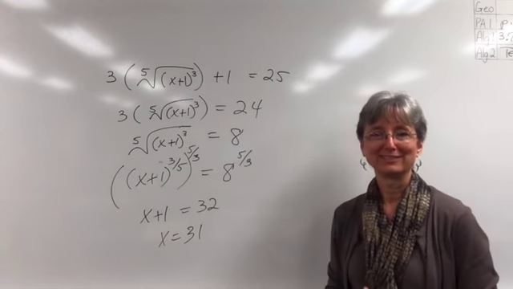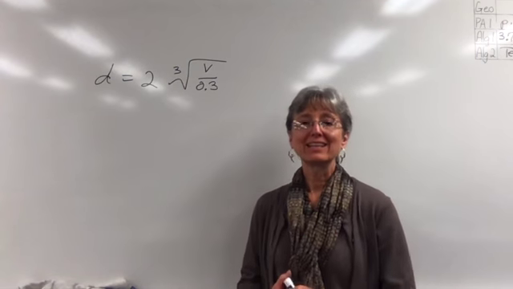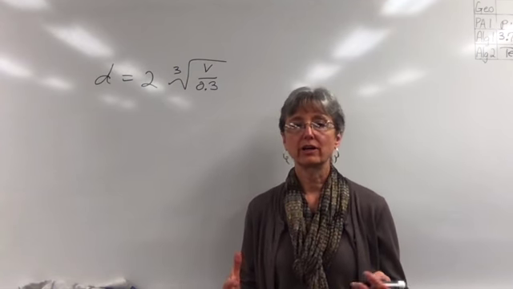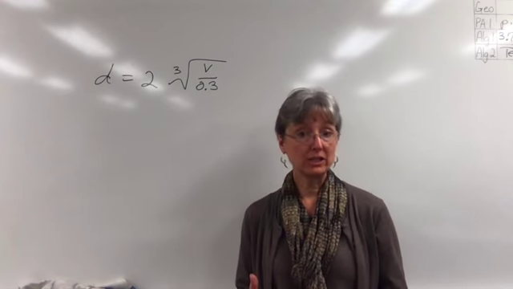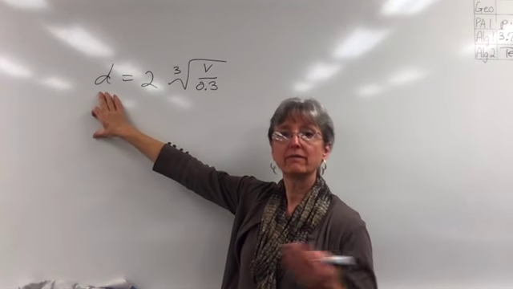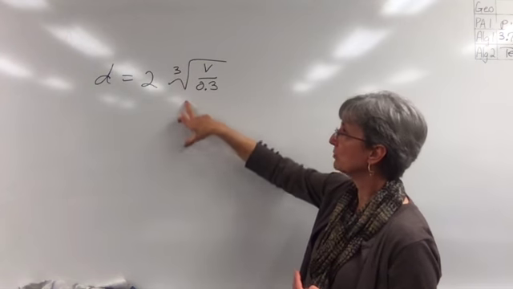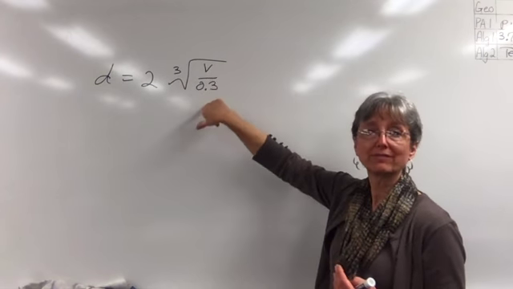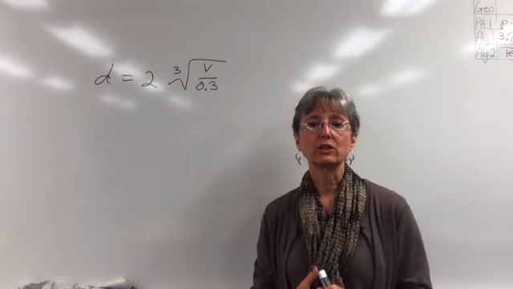31. Wow. Okay, you have an application word problem. This is how to measure the volume of a crater that's created by a meteor. And the diameter of that crater is 2 times the cube root of the volume divided by 0.3. That's the formula that you would use.